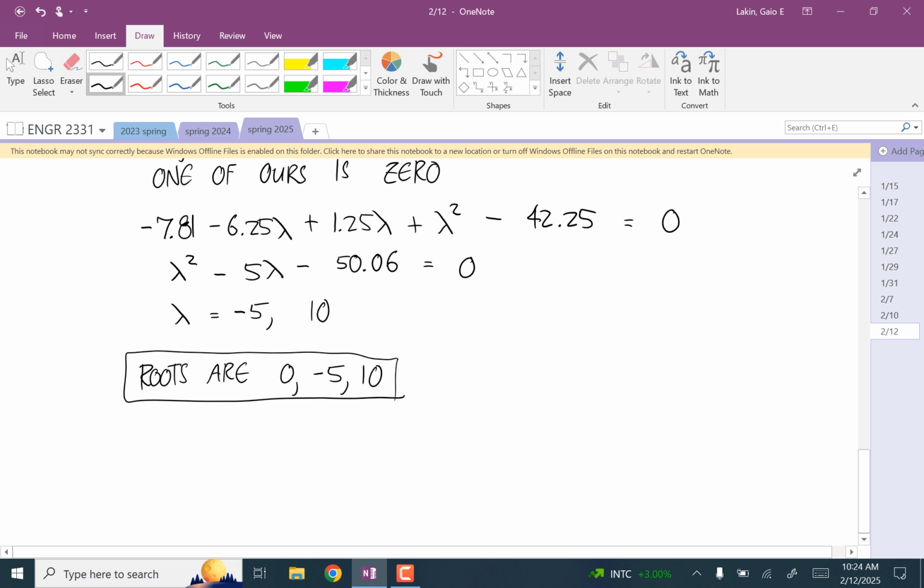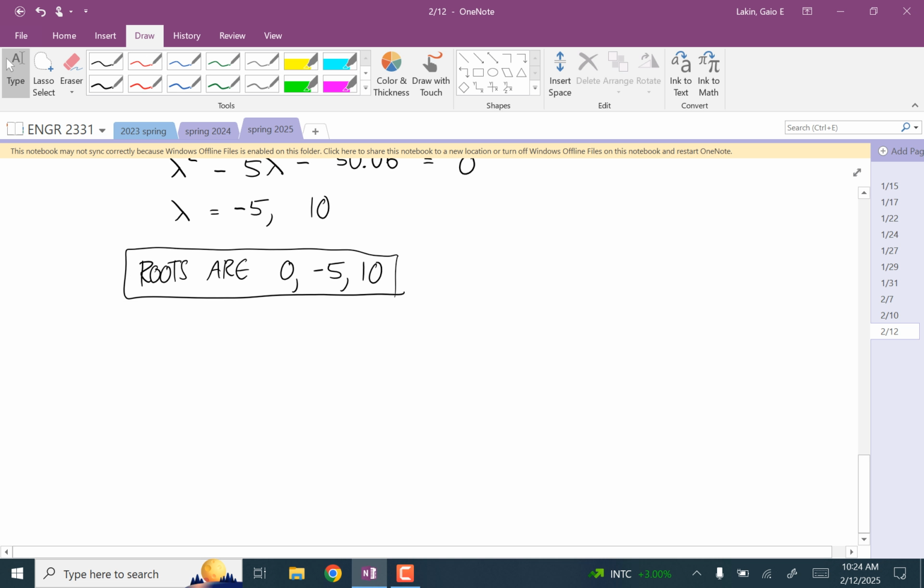Okay, so now we are going to figure out the eigenvector that corresponds to each one of those. Okay?